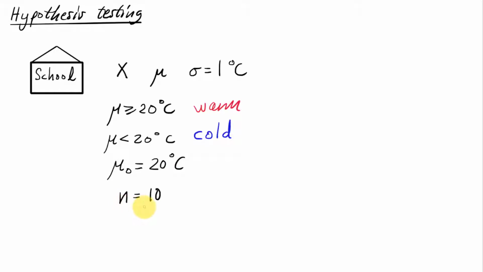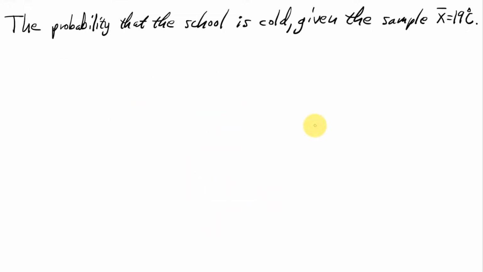Let's say we have measured the temperature in 10 classrooms, and that has given a mean of 19 degrees Celsius. This sample indicates that the temperature is cold in the school, but we cannot be sure because also a warm school could give this mean temperature. What the inspector really wants to find out is the probability that the school is cold, given that the sample is 19 degrees. However, it's not very easy to calculate this probability, since it depends on what kind of background information we have.